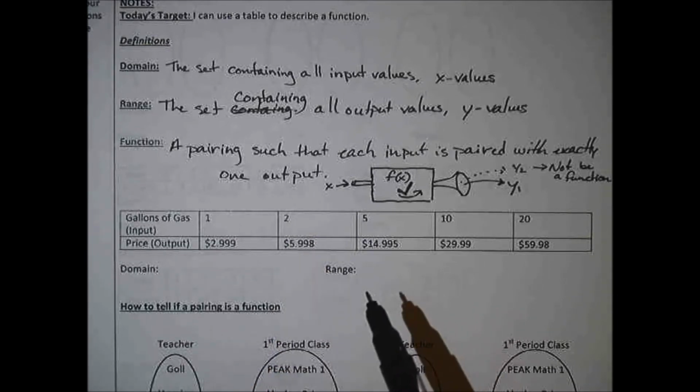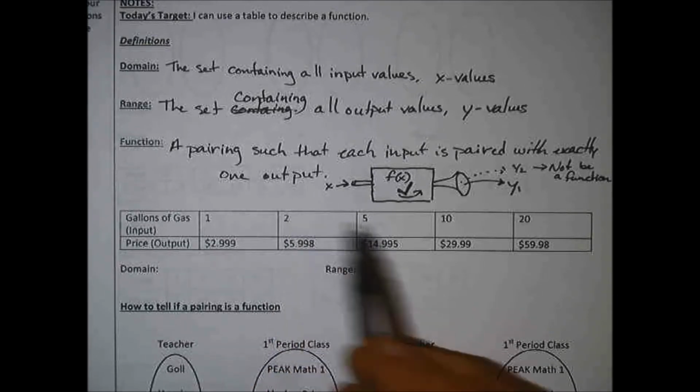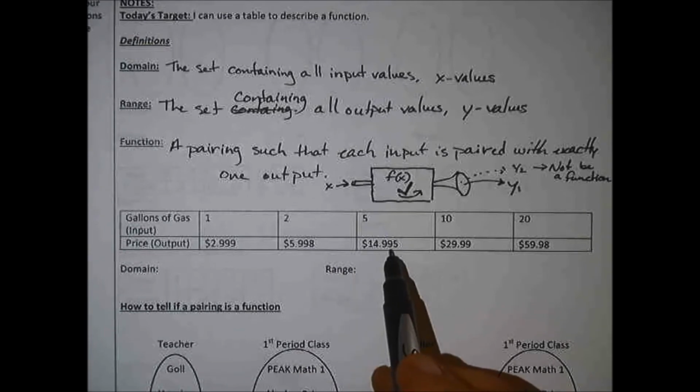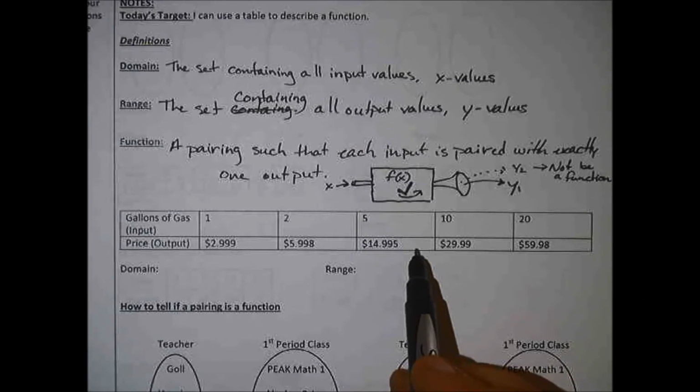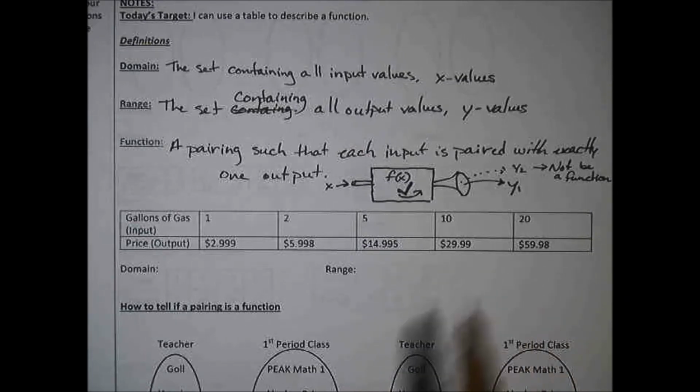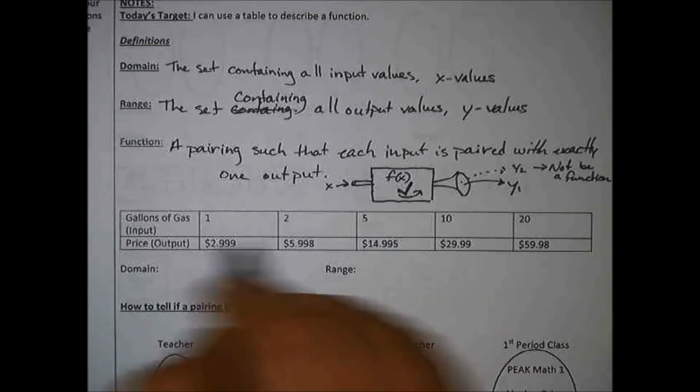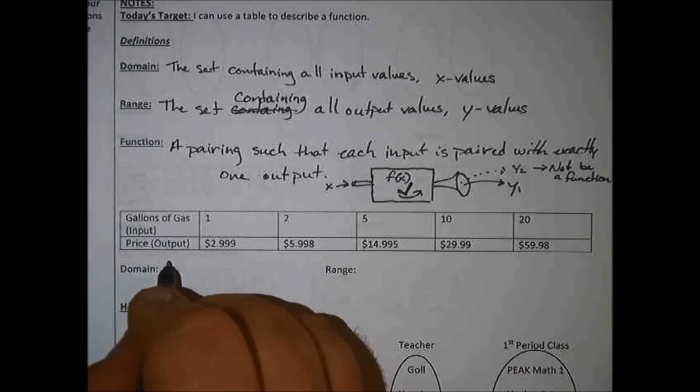That just won't happen. I'm not going to get 5 gallons and it costs me 14.995, and I'm not going to get 5 gallons of gas and it costs me $20. Not at the same gas station. So this is a function. Let's talk about what the domain is.